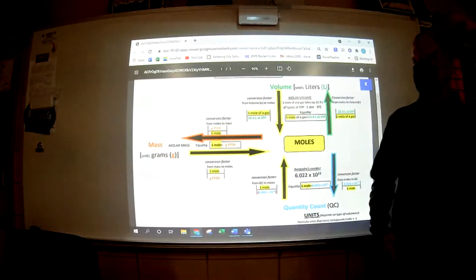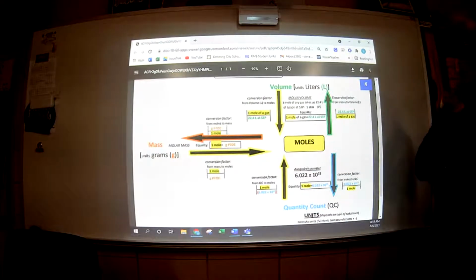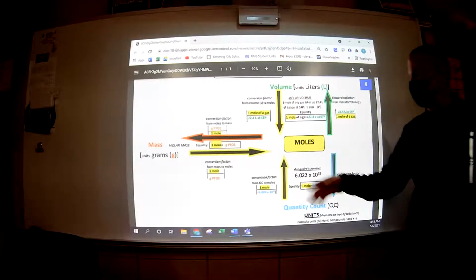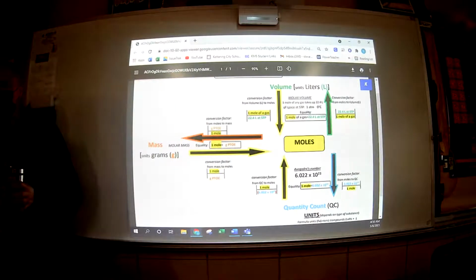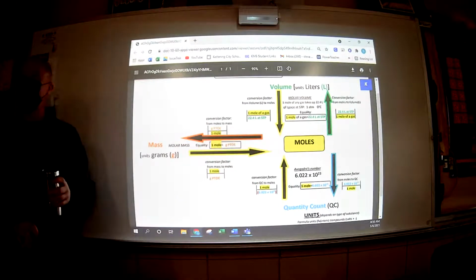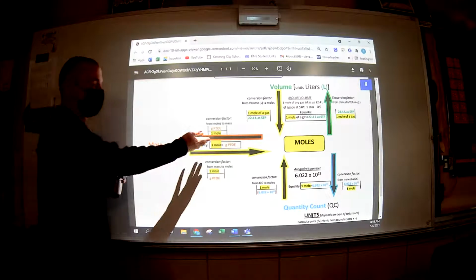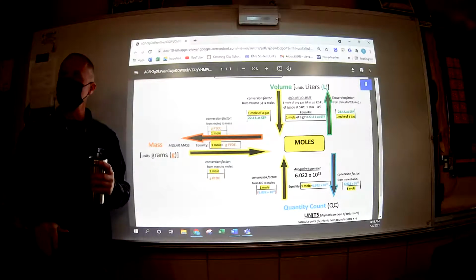Folks, looking at this chart, we've seen this chart before. This is our conversion chart that we used back when we learned that you can go from mass to mole and mole to mass. If you know mass, you always know moles. If you know moles, you always know mass. All you need is what? All you need is a periodic table. You look up the molar mass.